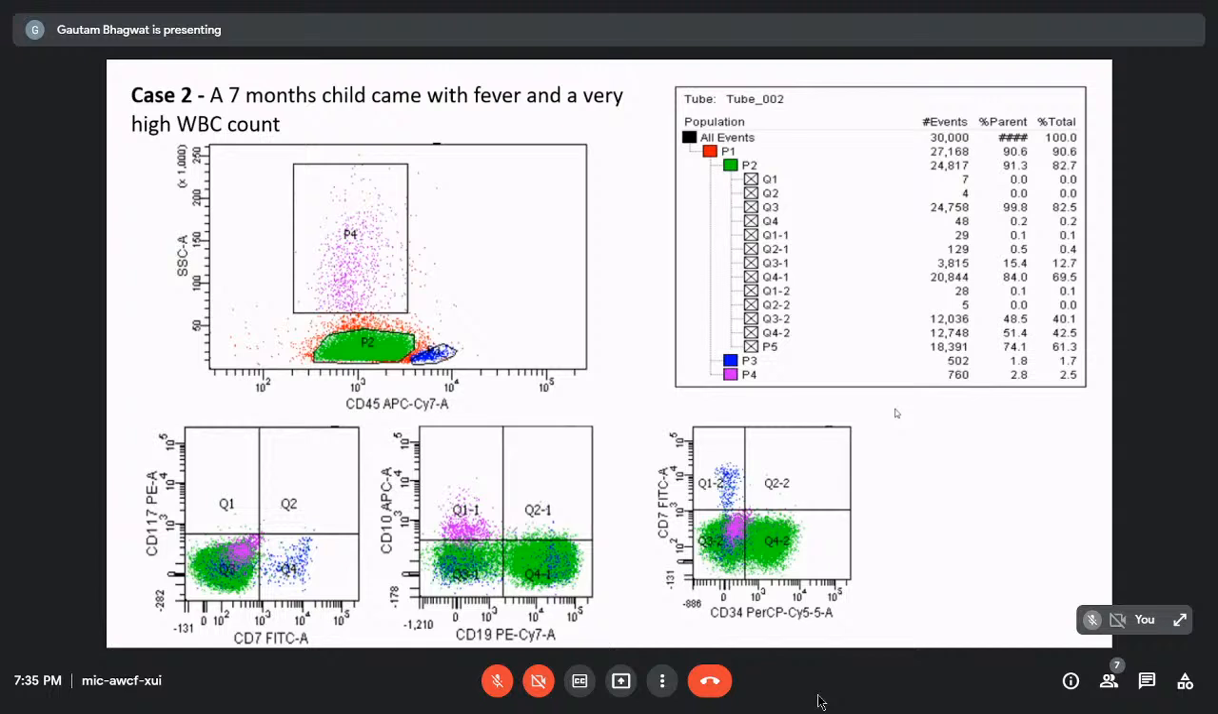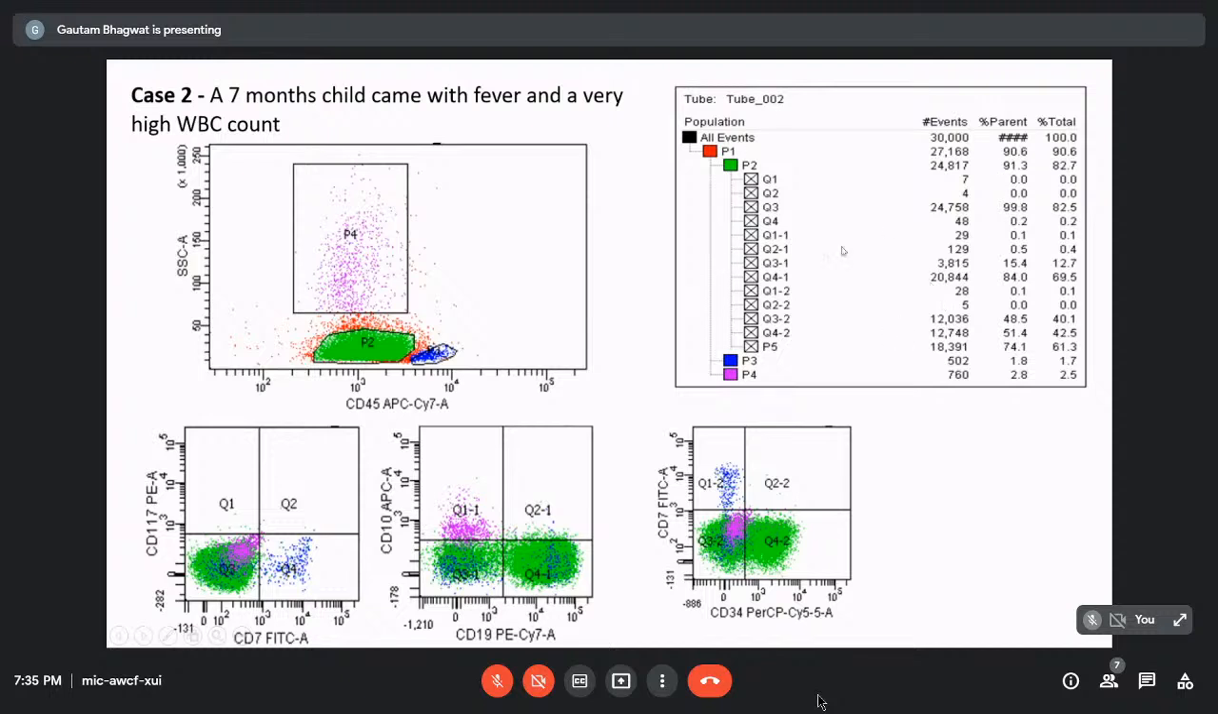Quickly going through the second case, a similar case. A 7-month-old child came with fever and a very high WBC count. Now here I would like you to focus on two things. One is the cells of interest are CD19 positive but CD10 negative. In the earlier case it was CD19, CD10 positive. Again these are CD34 positive. The markers for T and myeloid are negative.